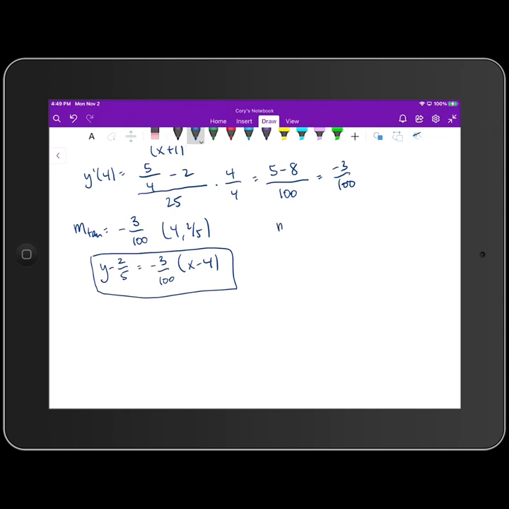Okay, the slope of the normal line. So we know the normal line is perpendicular to the tangent line at the point of tangency. So that means the slopes are going to be negative reciprocals of one another. So the negative reciprocal of negative 3 over 100 is 100 over 3. And then the point of tangency is exactly the same. It's the ordered pair 4, 2/5. So that's going to make the equation of the normal line, y minus 2/5, equal to the slope of the normal line, which is 100 over 3, times x minus the x coordinate 4.